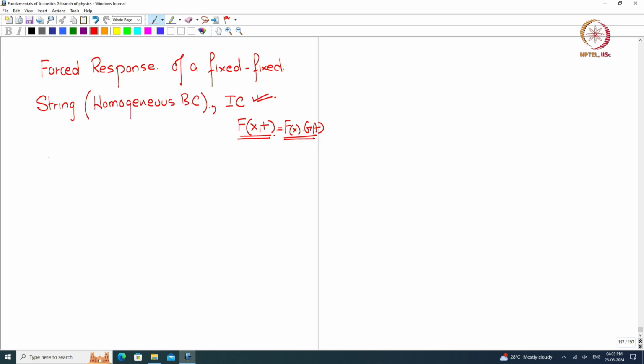So, we have the forced string equation del 2 w of x comma t by del x square plus f of x comma t over T is equal to 1 over c square del 2 by del t square w of x comma t, and the string lies like this. Okay.